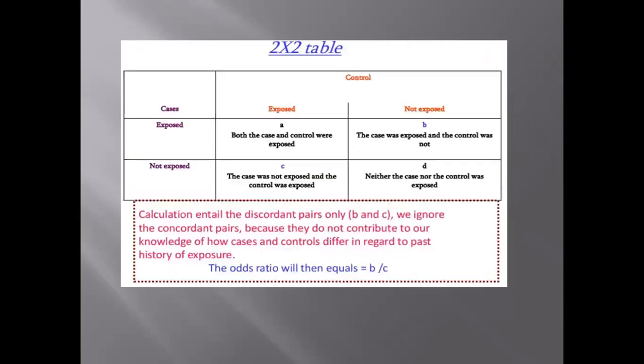So in this case, we will see this 2 by 2 table, and the calculation entails the discordant pairs only. Only B and C will be used in the calculation. We will ignore the concordant pairs because they do not contribute to our knowledge of how cases and controls differ in regard to the past history of exposure. So they do not give enough knowledge to be considered in the study. That's why the odds ratio will then equal B divided by C.